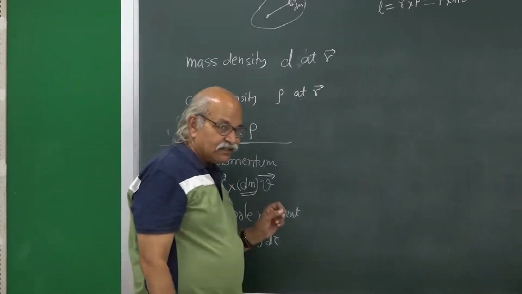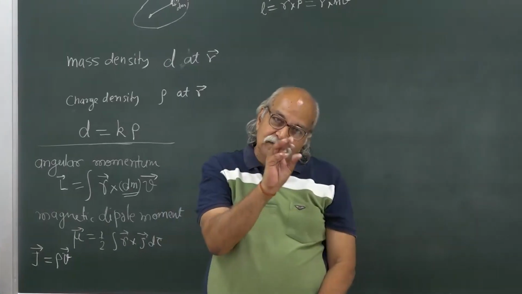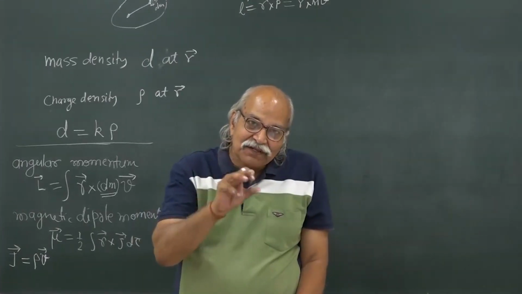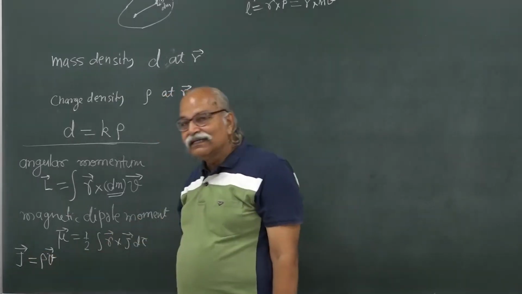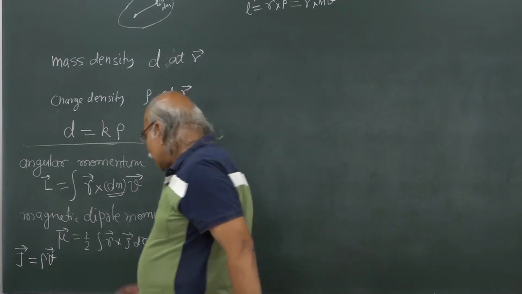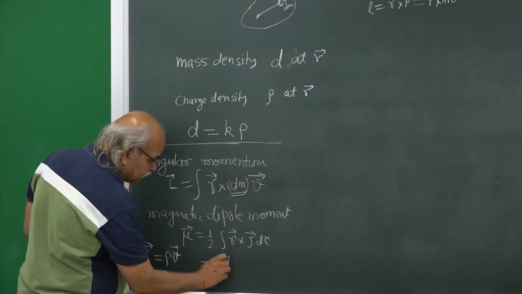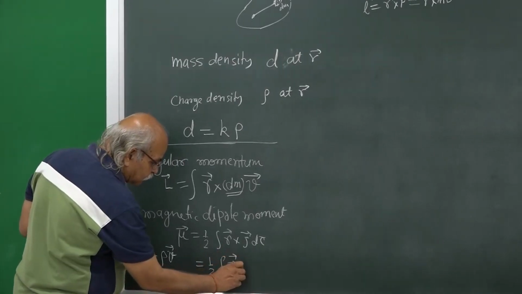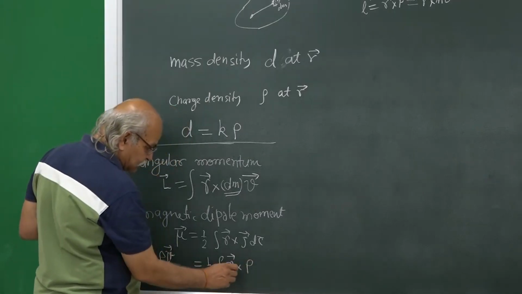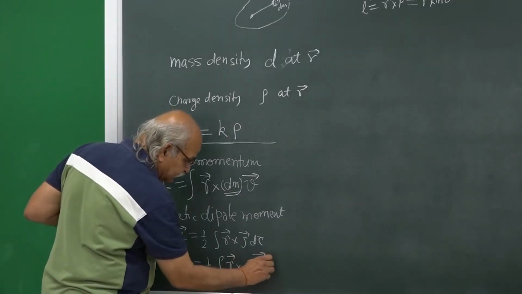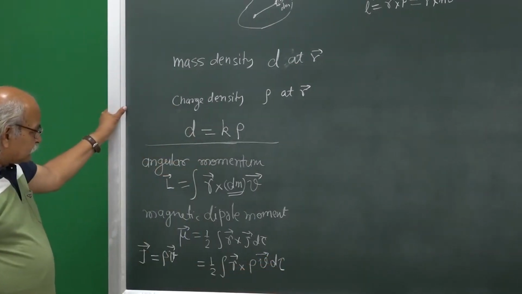This rho is charge density. So if you have charge density and then this is moving with velocity v, that is rho times v will be the current density. So you can write this mu as half integration r cross rho, which is the charge density, and times velocity, and then d tau. This is mu.